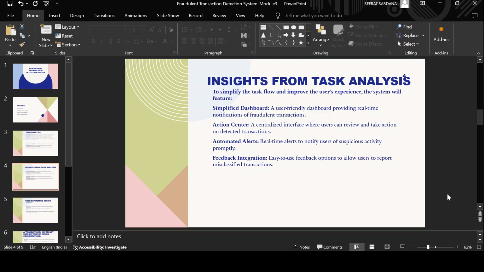Similarly, they are going to have an action center where they can add their workflows or perform specific actions. Third one is an automated alert. The user would be getting an automated alert in case of a fraudulent transaction. And last one is we are going to create a mechanism to capture their feedback.